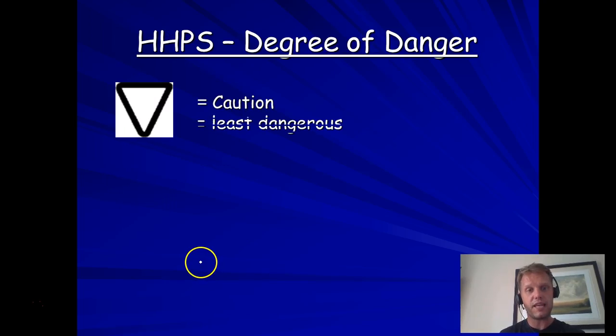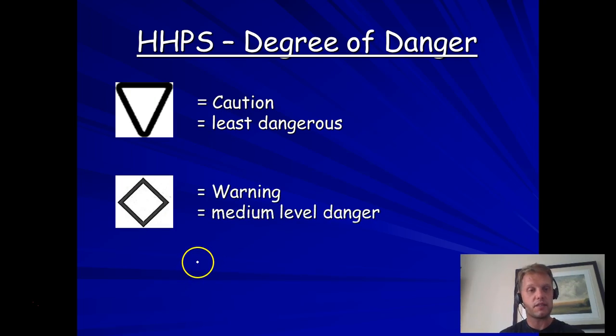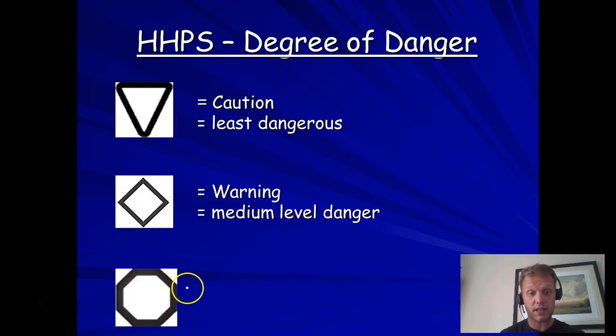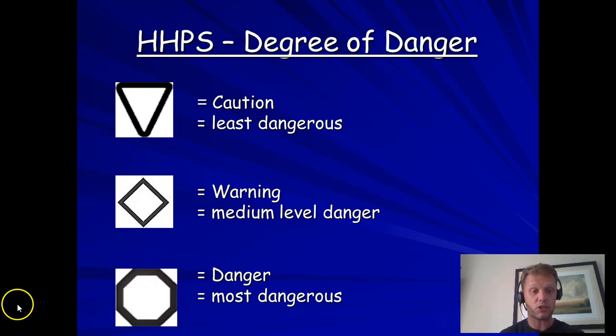So the degree of danger depends on how many sides the shape around it has. For example, this has 3 sides, so it's the least dangerous. This has 4 sides, this is more dangerous. And this has 8 sides, which is the maximum danger.